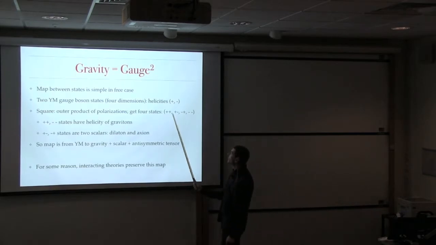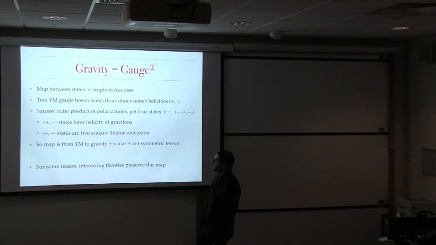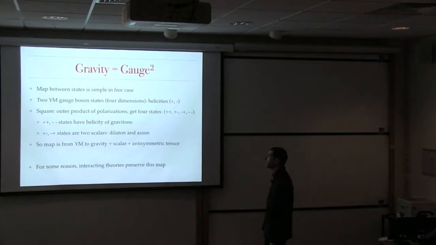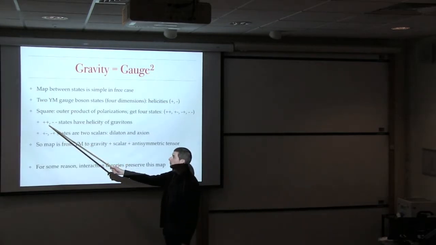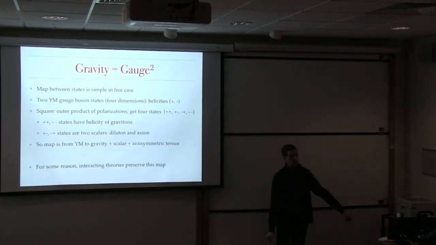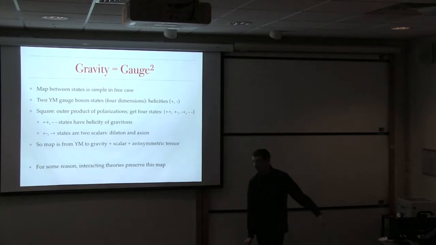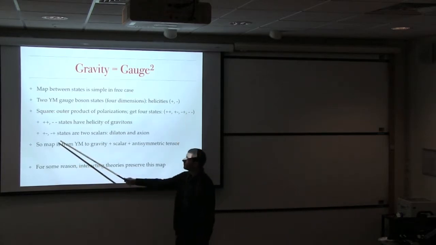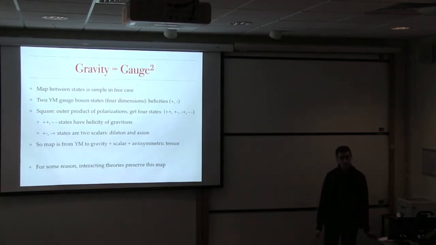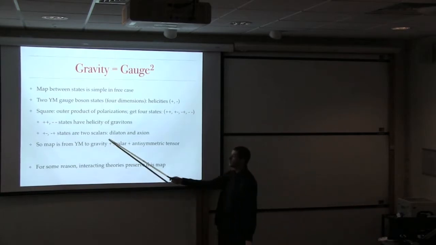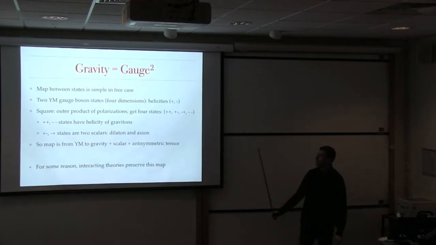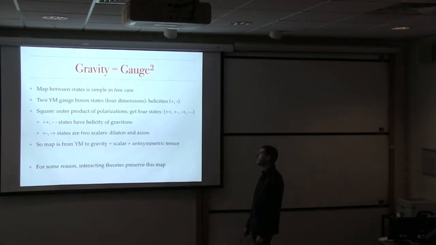Now, only two of those choices actually correspond to the helicity of gravitons. Gravitons are spin two, so it has to be that the gravitons have either polarization plus plus or minus minus. The gauge bosons have spin one, so you get spin two by squaring. But if you choose plus minus or minus plus, the helicities are going to cancel. So the corresponding states would not be gravitons, they would in fact be two different kinds of scalar states. In a stringy context, these are just a dilaton and an axion.